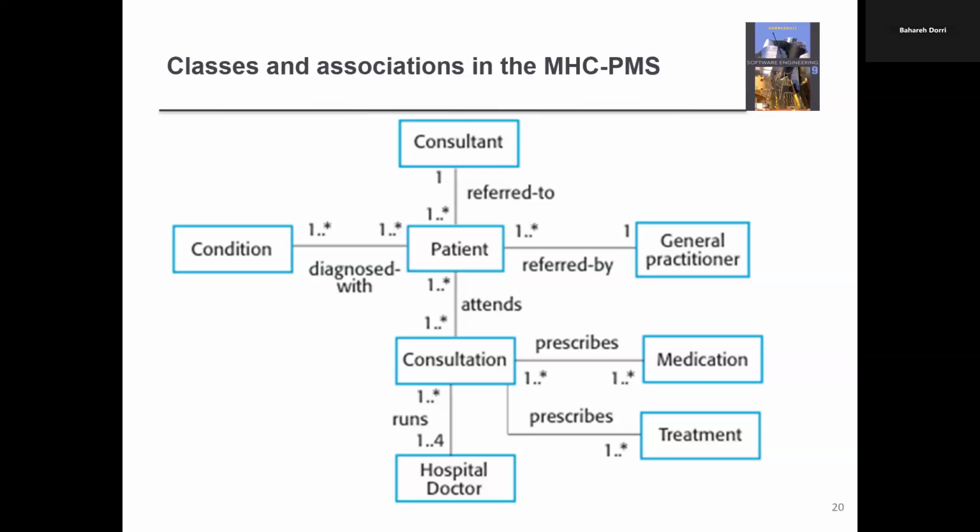And each consultation is run by one to four hospital doctors. So this adds another layer, limiting the number of doctors involved in a consultation to a maximum of 4. During a consultation, the doctor may prescribe both medications and treatments. These are many-to-many relationships as well. One consultation can lead to multiple prescriptions, and the same medication or treatment might be used across many different consultations.